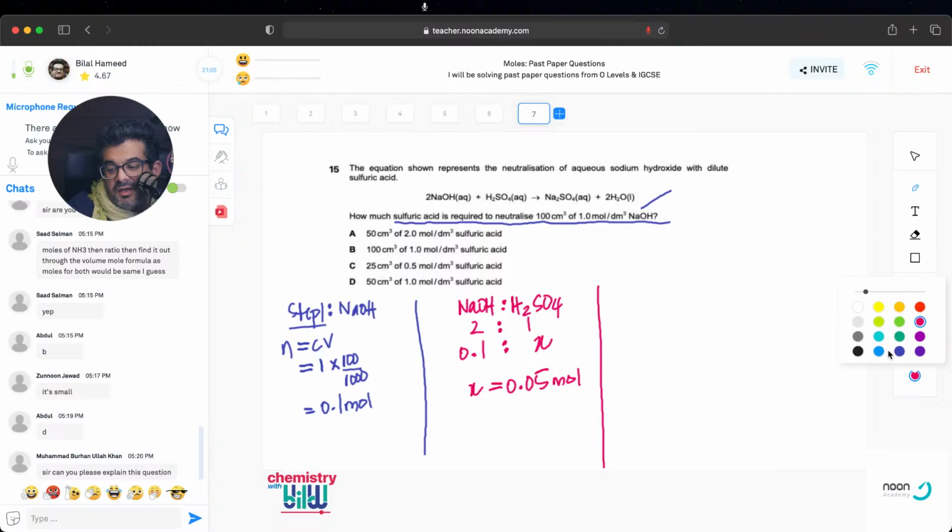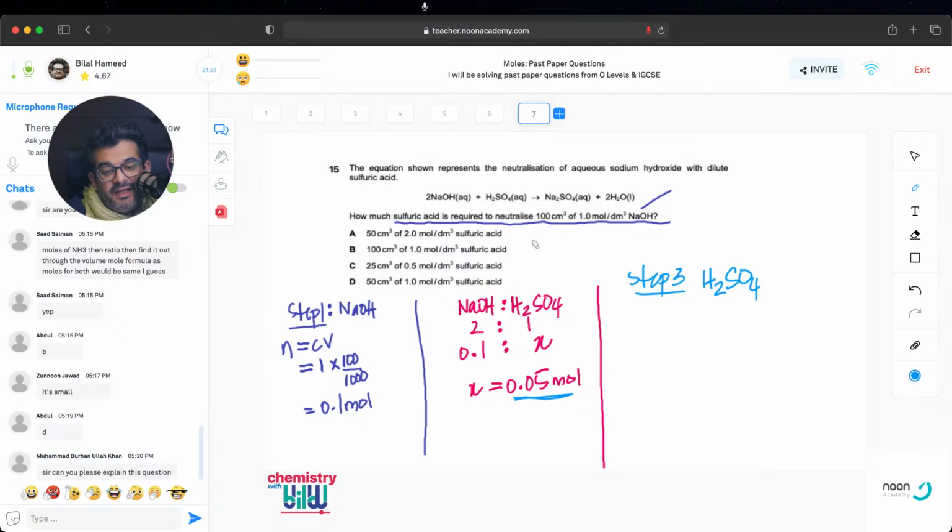Then you want to do the third step. The third step is find the quantity for what you need. You needed H2SO4. So what do you need for H2SO4? Now basically all these 4 options should make you 0.05 moles. So basically, you gotta do n equals CV for all these 4 options. The first one is 2 into 50 over 1000. That comes out to 0.1. The second one is also 0.1.